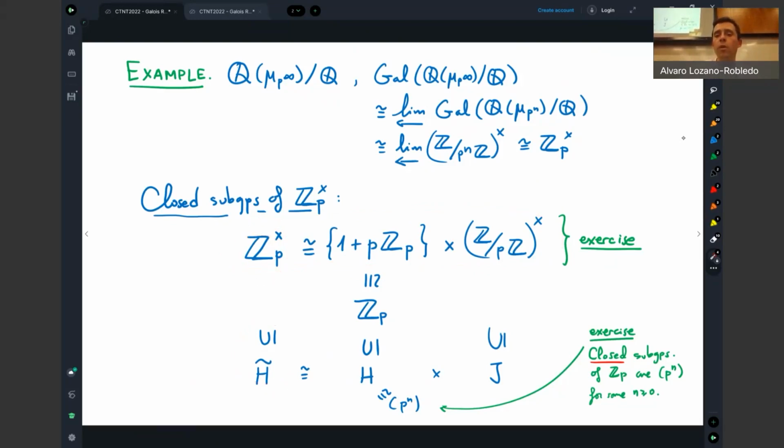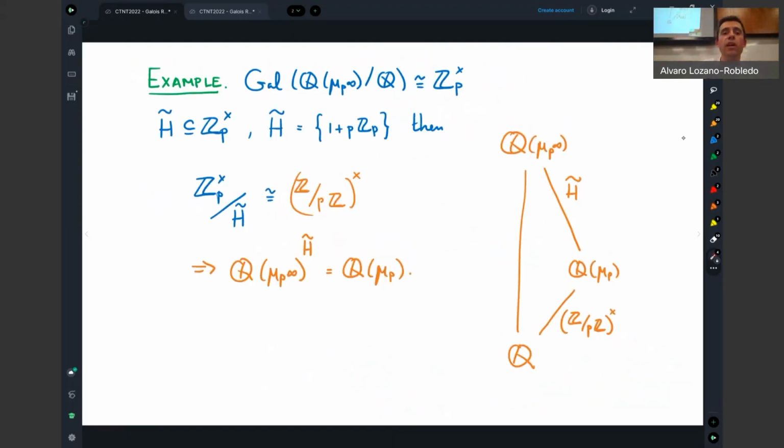and then the closed subgroups of Z_p cross will be, well, this is just finite, so just pick any subgroup here, and then cross a closed subgroup of this. A closed subgroup of this, well, this is isomorphic to Z_p, so you have to know what the closed subgroups of Z_p are, and I'm going to ask you to prove that those are of the form p to the n times Z_p. And once you have that, then you can do Galois theory.